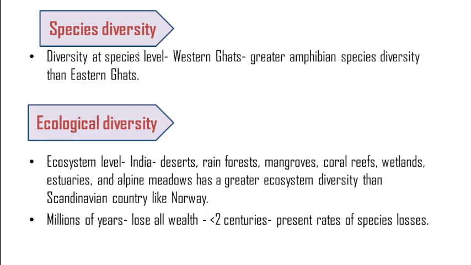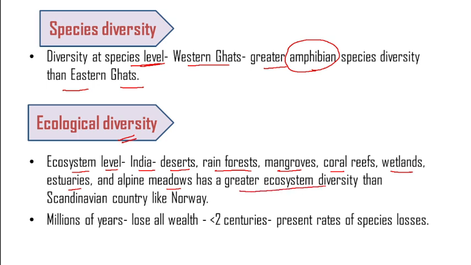Now, what is species diversity? The diversity at the species level is referred to as species diversity. In the Western Ghats, there is greater amphibian species diversity than the Eastern Ghats. Next is ecological diversity, at the ecosystem level. In India, we find deserts, rainforests, mangroves, coral reefs, wetlands, estuaries, and alpine meadows, which has greater ecosystem diversity than any of the Scandinavian countries such as Norway.